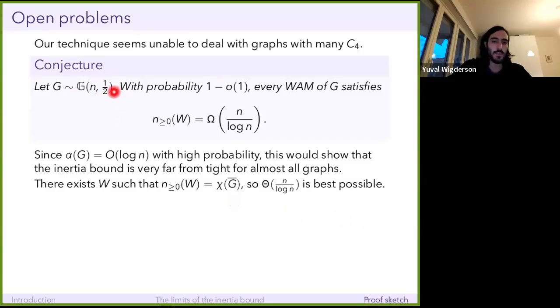Well, if G is a random graph, its complement has the same distribution, and it's well known that the chromatic number of a random graph is n over log n. So there always does exist some weighted adjacency matrix for which this is the answer. So if this conjecture is true, it's best possible. But it would still show a huge separation for almost every graph. So that's one open problem. And as I said, our technique seems totally hopeless here, basically because these random graphs have a lot of C4s.